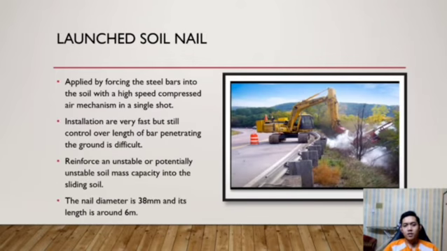And the last one is launched soil nail, where it's applied by forcing the steel bars into the soil with a high-speed compressed air mechanism in a single shot only. The installation is very fast, but control over the length of the bar penetrating the ground is still difficult. It reinforces an unstable or potentially unstable soil mass, and the nail diameter is 38 millimeters and its length is around 6 meters.